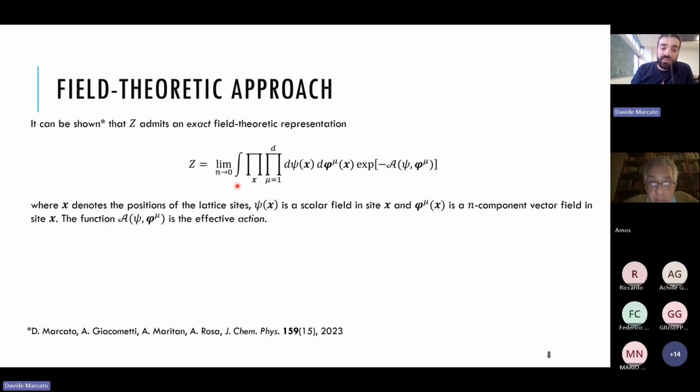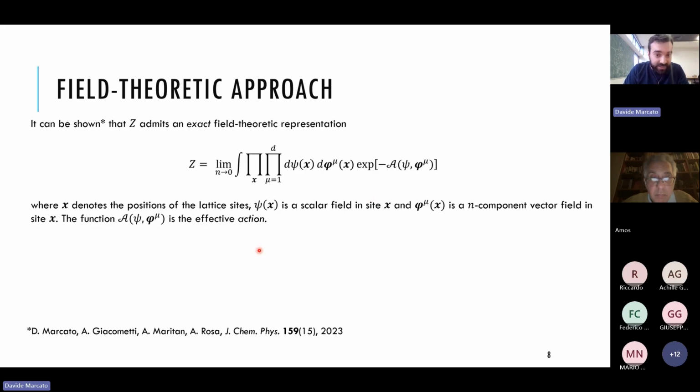And here at the beginning, you have this limit for n going to 0, which is reminiscent, let's say, of the formalism that we have used to obtain this expression. And then here you have an exponential of a function, A, which is the effective action of our field theory, which has an expression that is, I think, not simple, but not even too complicated.